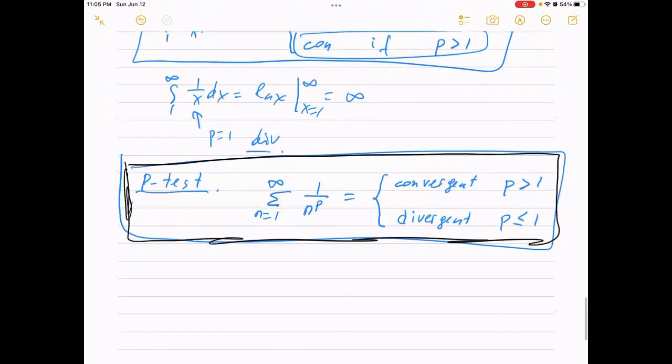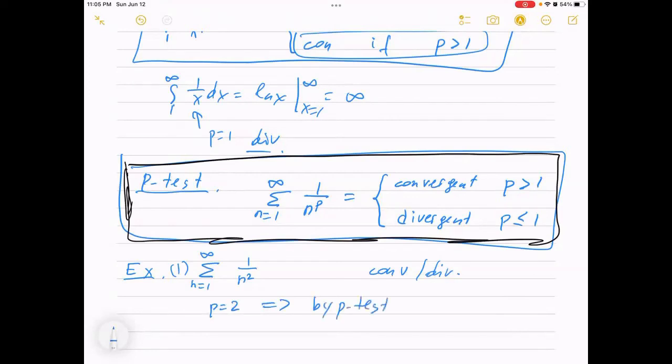Let me quickly do an example on it. If I look at the series 1 over n squared, from 1 to infinity, and I want to know if it's convergent or divergent, I notice that p equals 2. So I immediately conclude by the p-test, because p equals 2 is bigger than 1, convergent. So our series 1 over n squared from 1 to infinity is convergent.